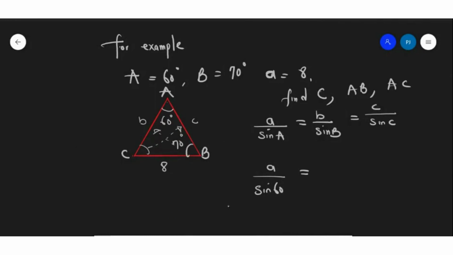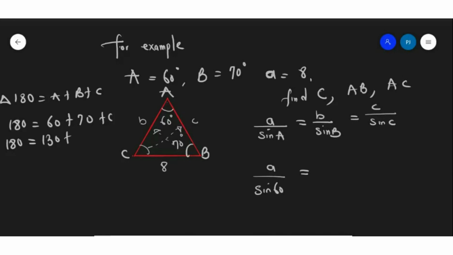But we can already find C because the sum of angles in a triangle is 180, which is equal to A plus B plus C. So 180 equals A, which is 60, plus B, which is 70, plus C. I can already find C. So 180 is equal to 60 plus 70. I'll quickly check that on my calculator. You can always check that. 60 plus 70, that's 130. 130 plus C.